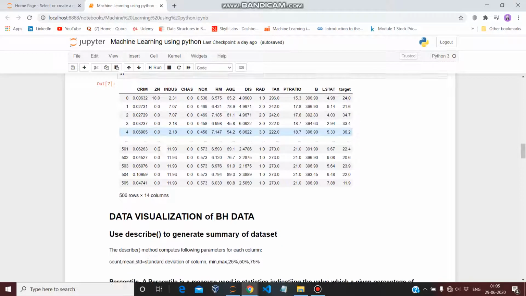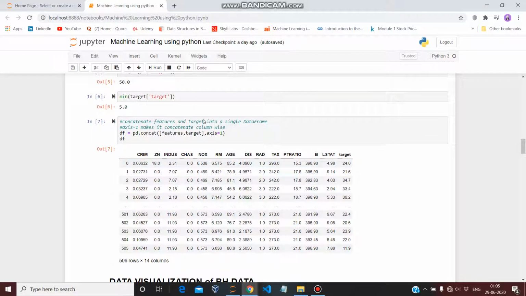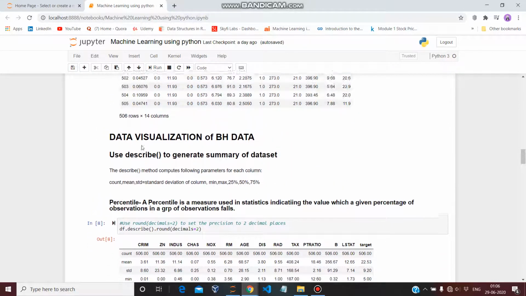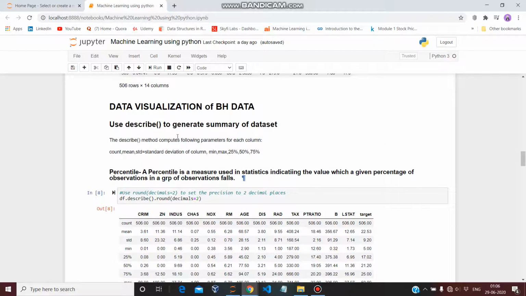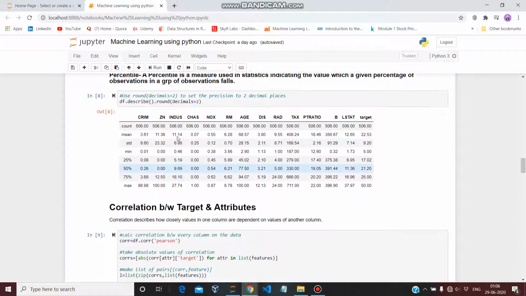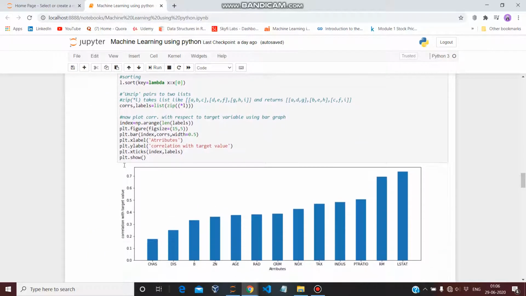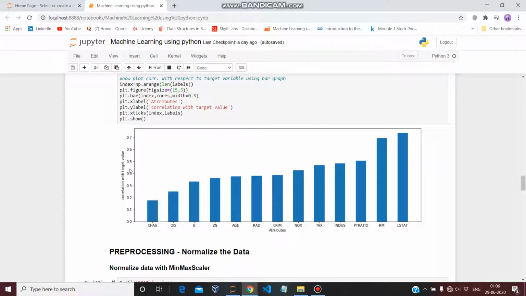Here we have concatenated these features and target column wise, and here we have visualized the data. We have sorted it in ascending order, and this is the relation between the attributes and correlation with the target value.